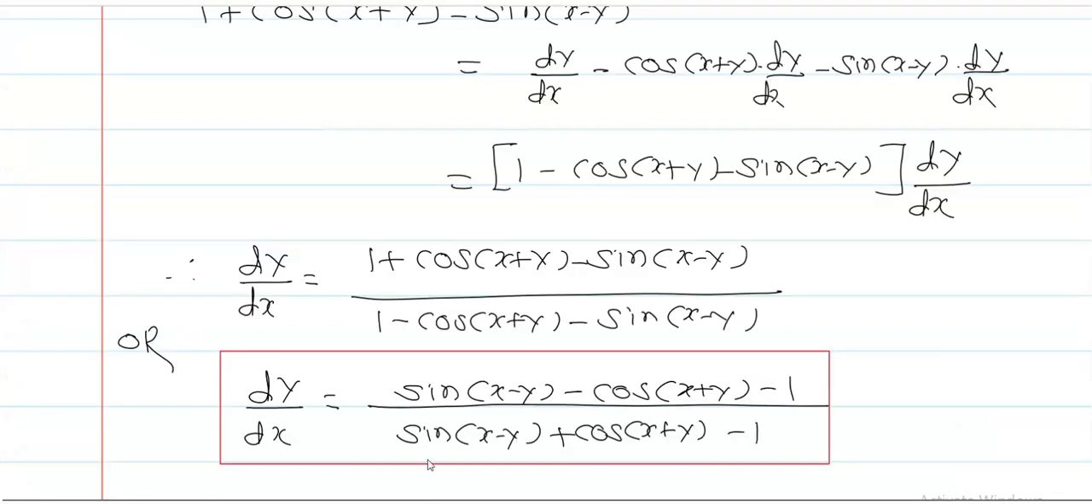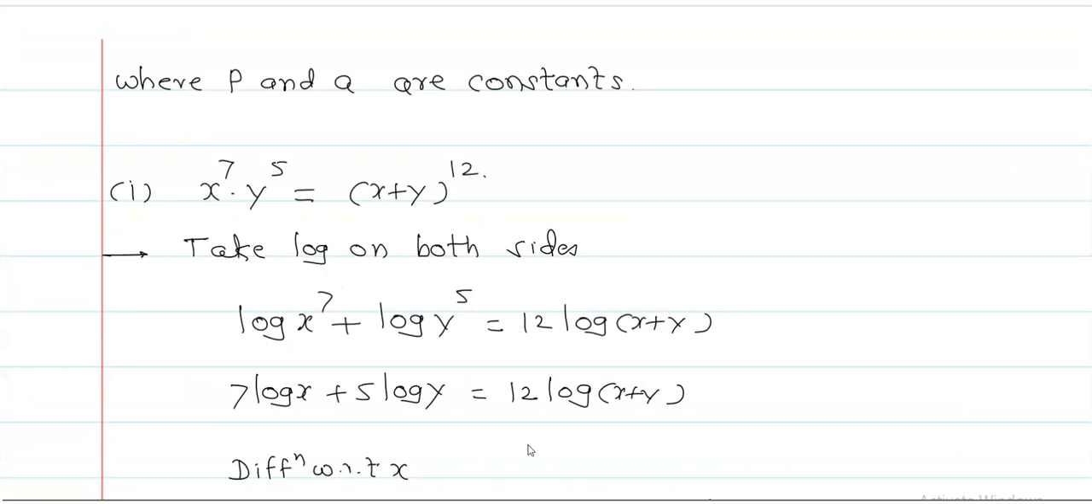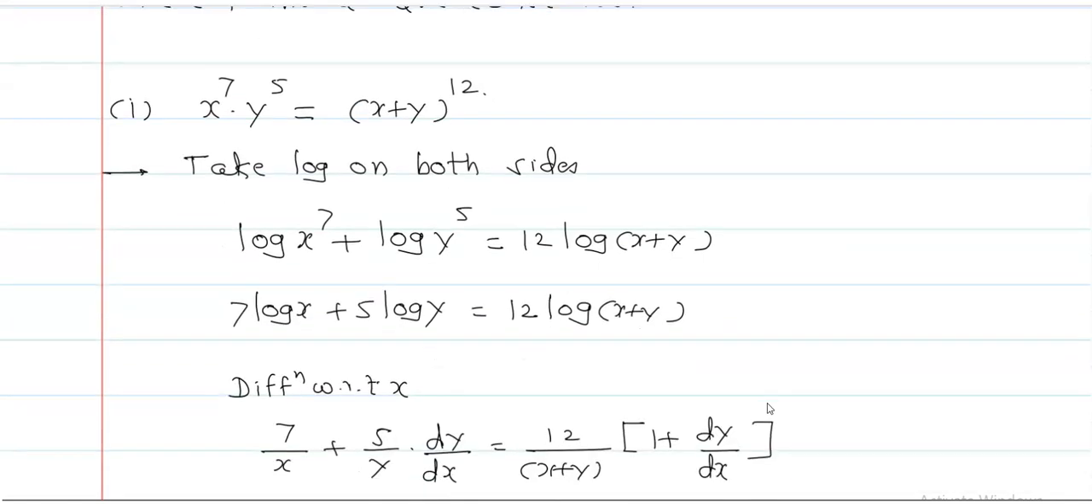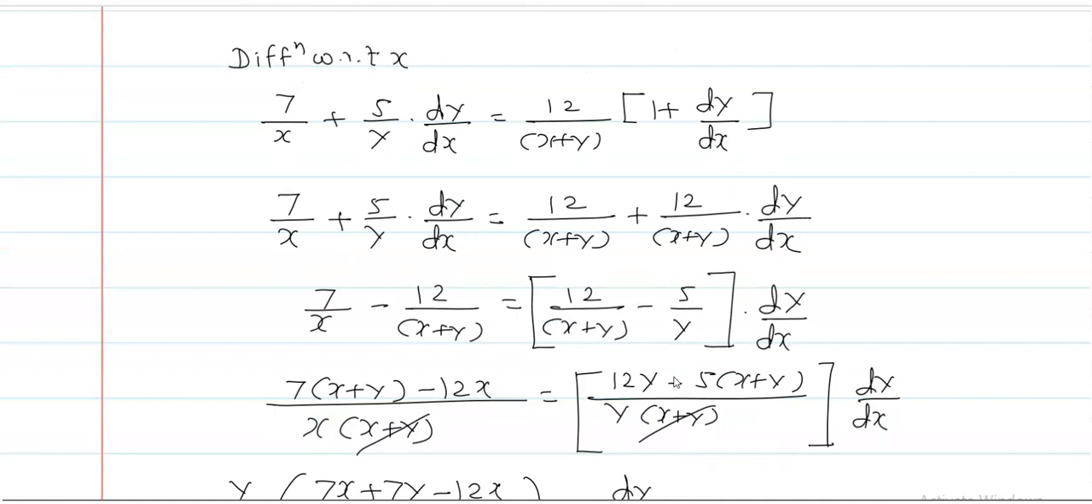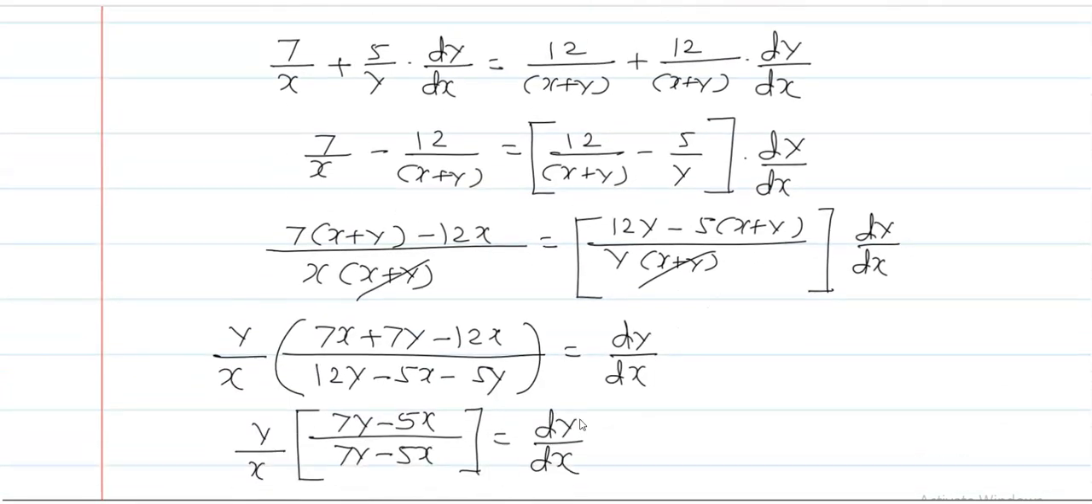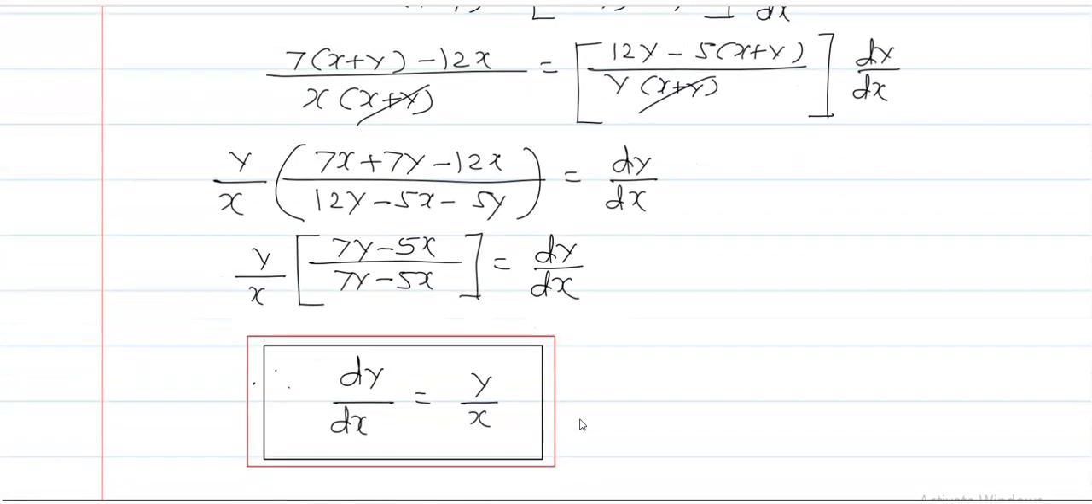Now again, see this here. Differentiate, collect the terms of the dy by dx. Normal simplification is here. And that's why in every example we will have the answer, that is, dy by dx is equal to y upon x.